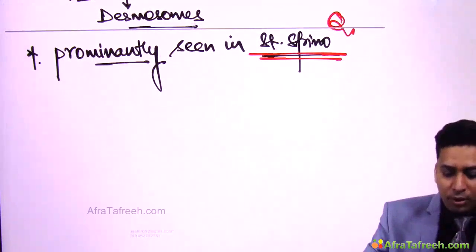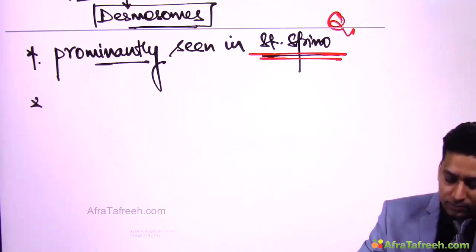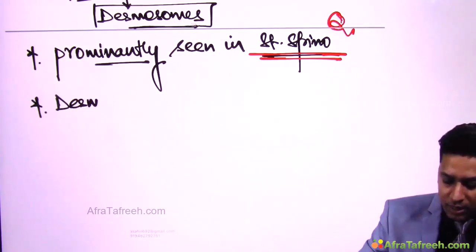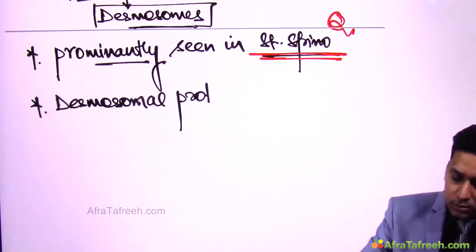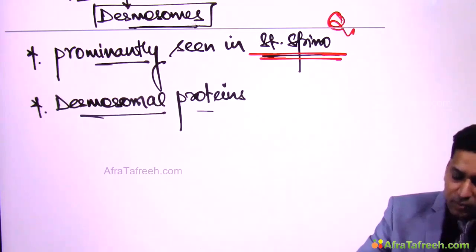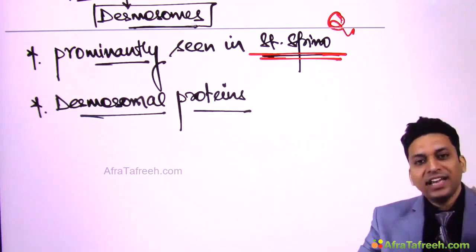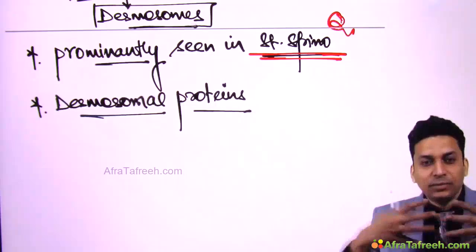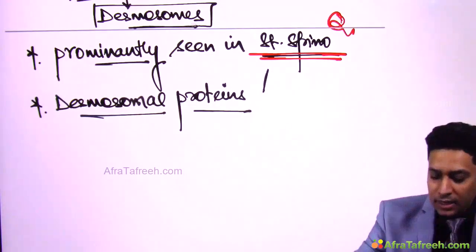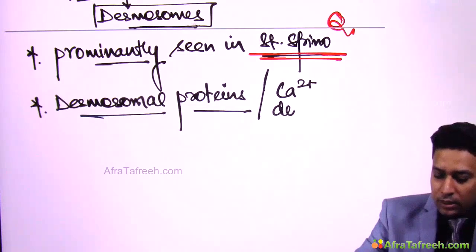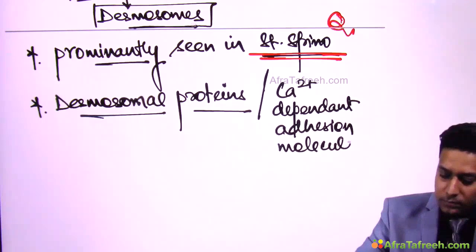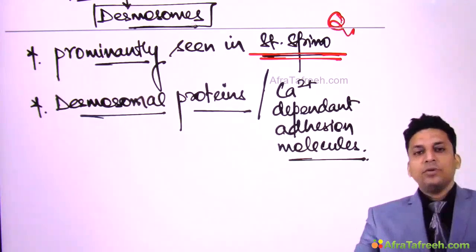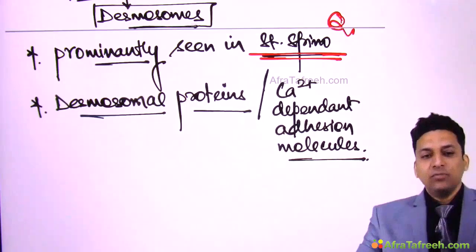Now these desmosomes are important, so let us write down a few more points about them. Desmosomes are made up of desmosomal proteins, and these proteins require calcium for their function. And what is their function? Attachment of two cells. So that's why they are known as calcium dependent adhesion molecules. So desmosomal proteins are also known as calcium dependent adhesion molecules.